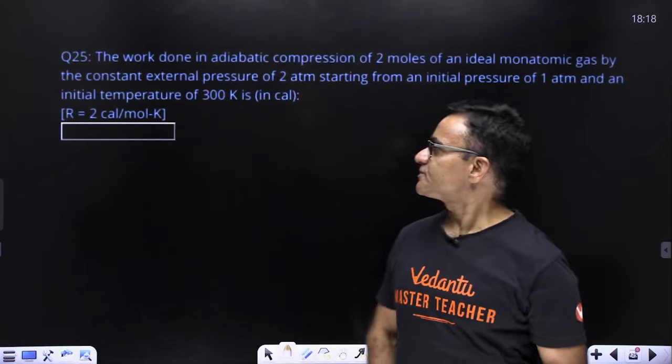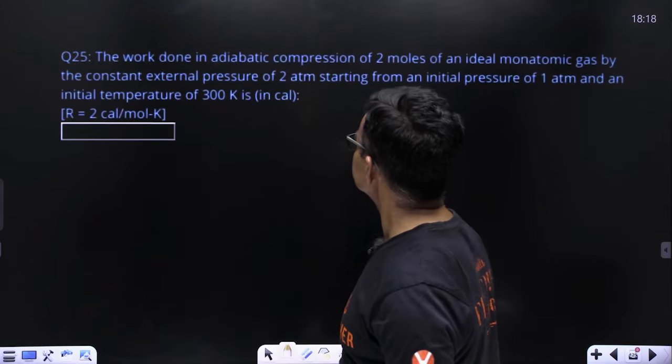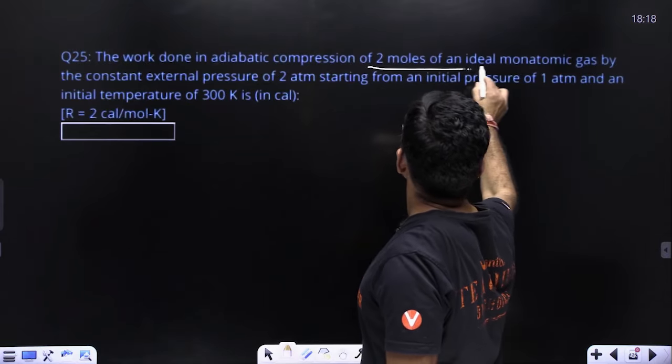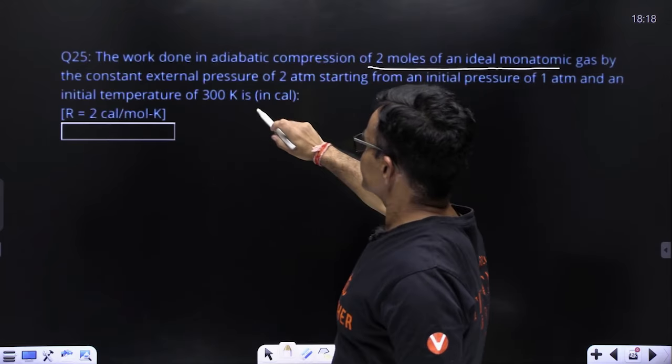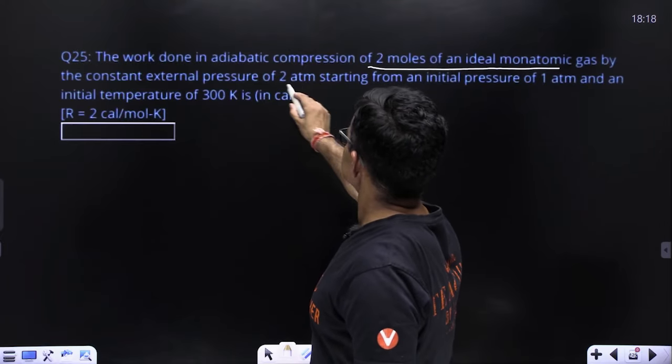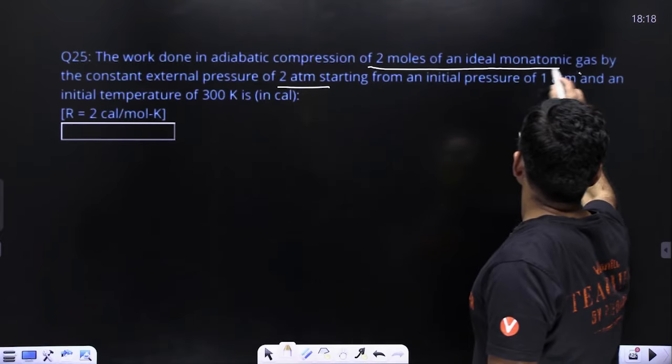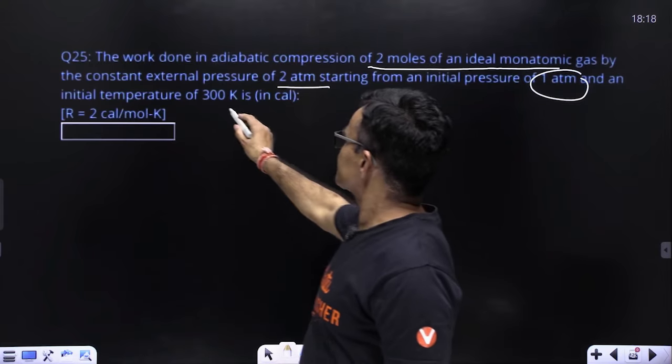This is a question based on the first law of thermodynamics. You have to find the work done in adiabatic compression of 2 moles of an ideal monatomic gas, by a constant external pressure of 2 atm, starting from an initial pressure of 1 atm at an initial temperature of 300 Kelvin.